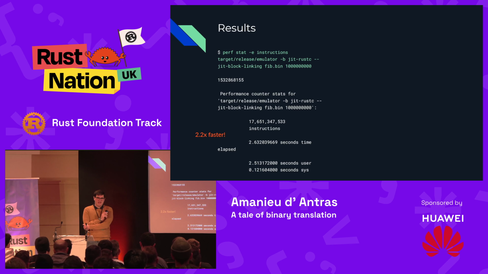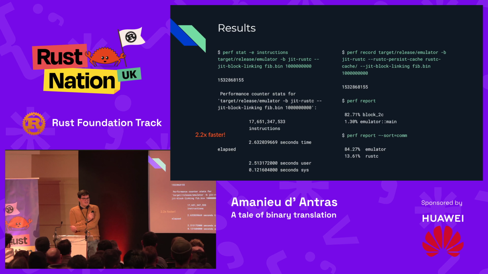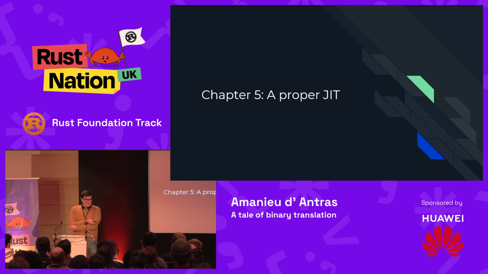However, if we look at the profiling results, we notice something a bit disturbing. We're spending 13% of our time actually in rustc just compiling the code. This is pretty huge. So really, we should have seen this coming. Abusing rustc like this is not a proper JIT compiler.